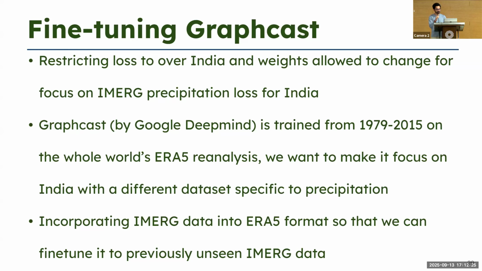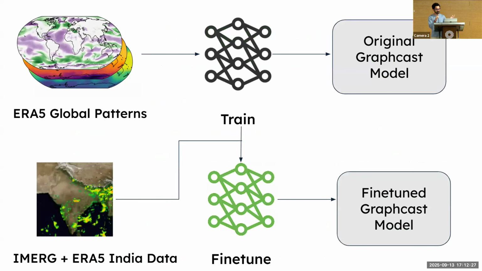so we can just fine tune it to this IMOS data that GraphCast hasn't seen. So we have the GraphCast model that's learning the ERA5 global patterns, and we just take those weights, we incorporate iMerge into the ERA5 format for precipitation, and then just try to reduce the loss over this training period that we have.